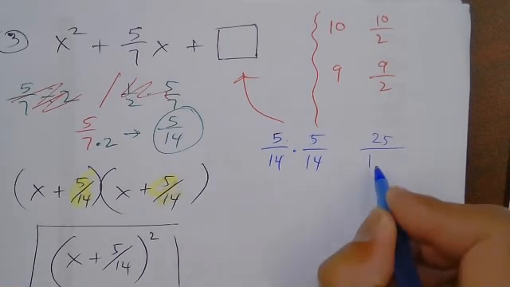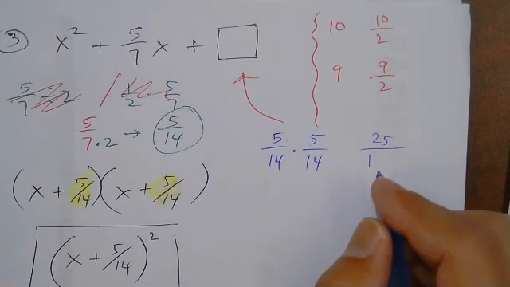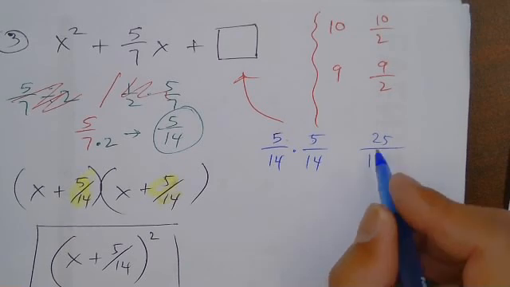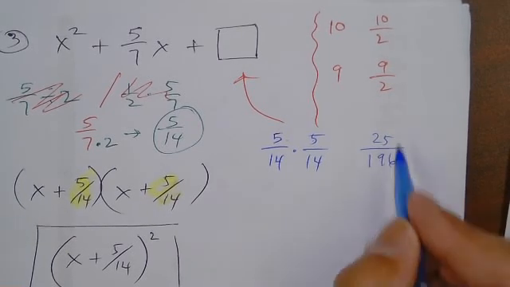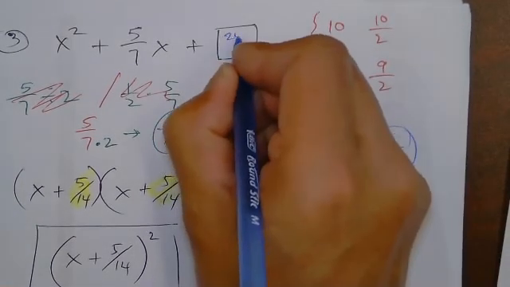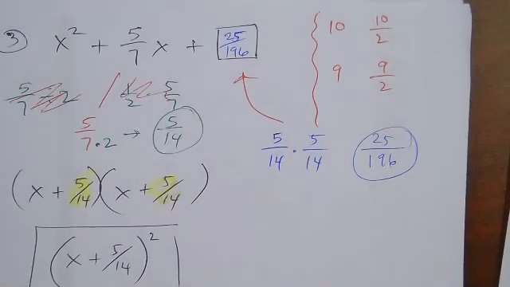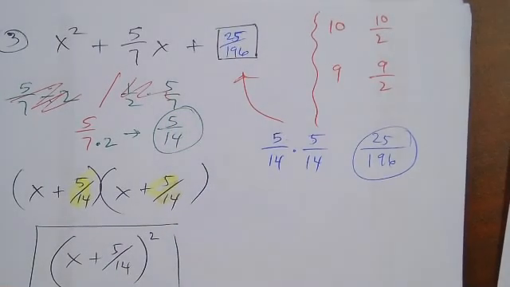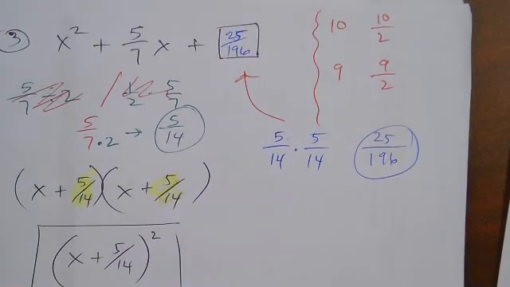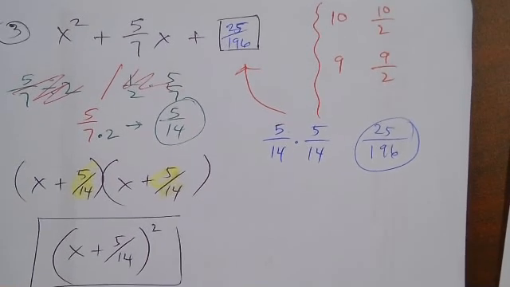Okay, what is it, class? 5 times 5 is 25. 14 times 14 is? 196? Come on. That's what goes here. Are we not doing the same steps? Yes.